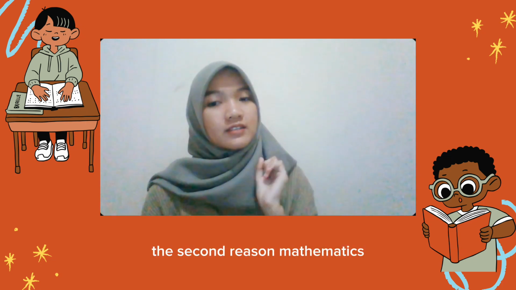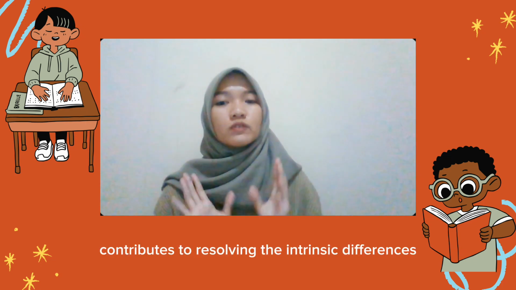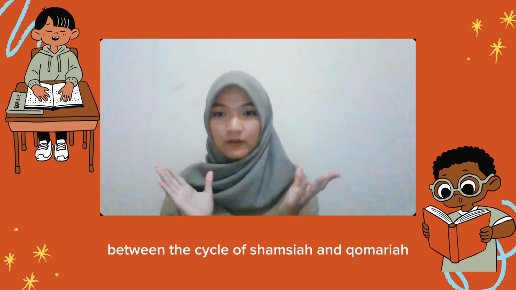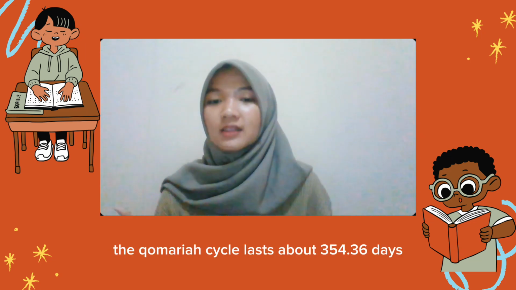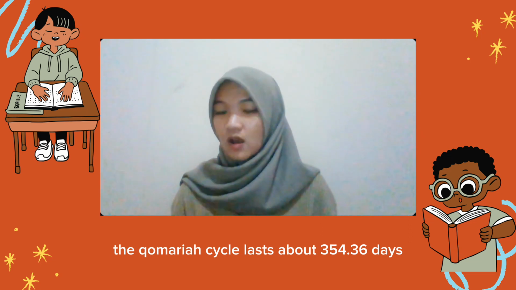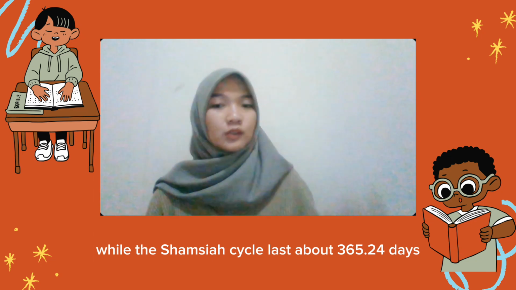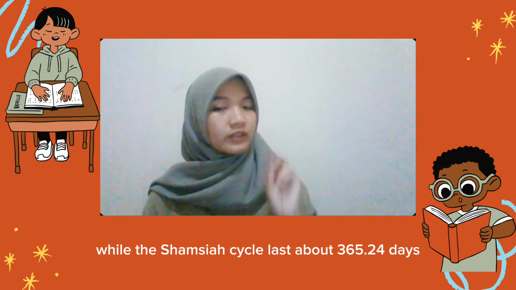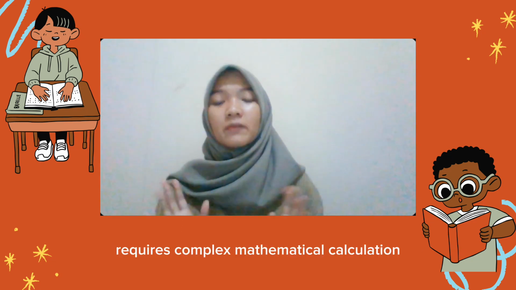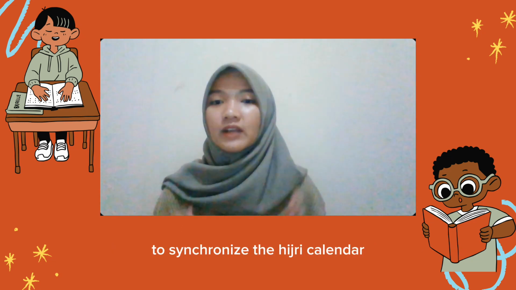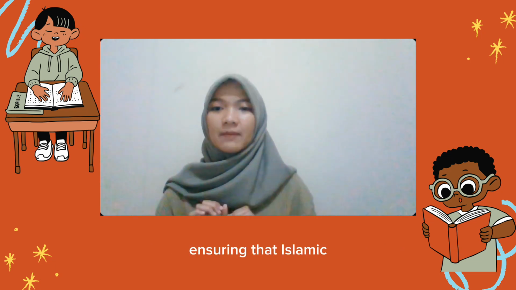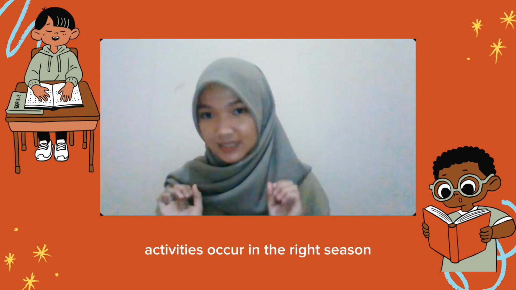The second reason is that mathematics contributes to resolving the intrinsic differences between the cycle of Shamsiyah and Qamariyah. The Qamariya cycle lasts about 3054.36 days, while the Shamsiyah cycle lasts about 3065.24 days. This distinction requires complex mathematical calculation to synchronize the Hijri calendar with the cycle of Shamsiyah, ensuring that Islamic activities occur in the right season.